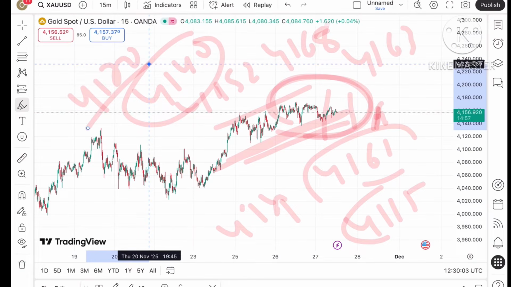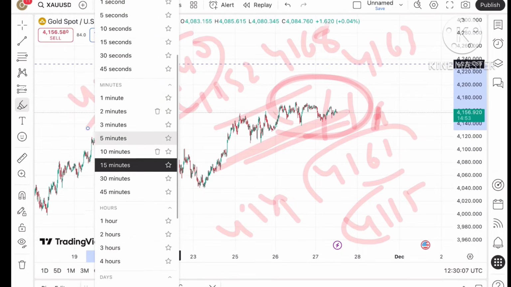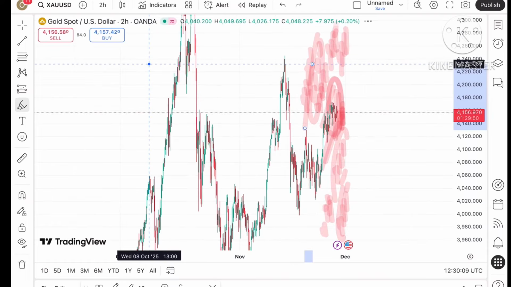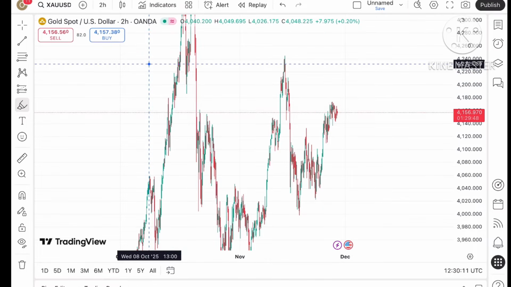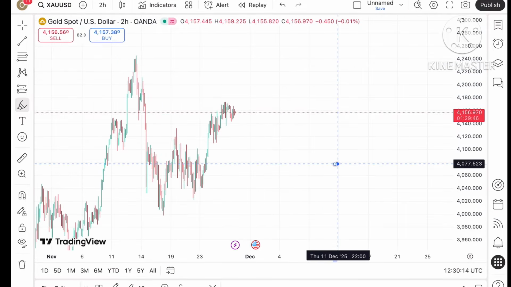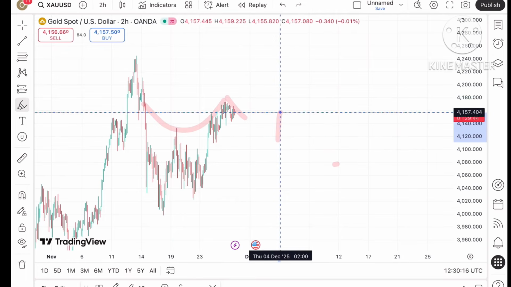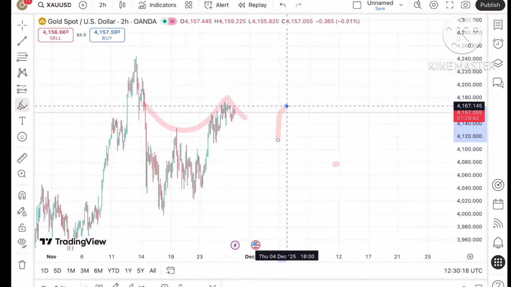Started going upside, a further high can be seen. Okay, now coming back on a 2 hours chart, this is the 2 hours chart where you will understand how the price is moving. The 2 hours chart is clearly showing a trend towards an upside.